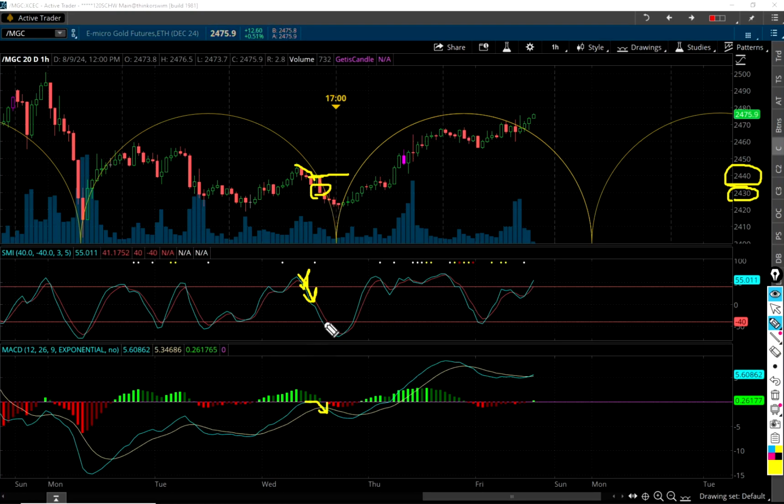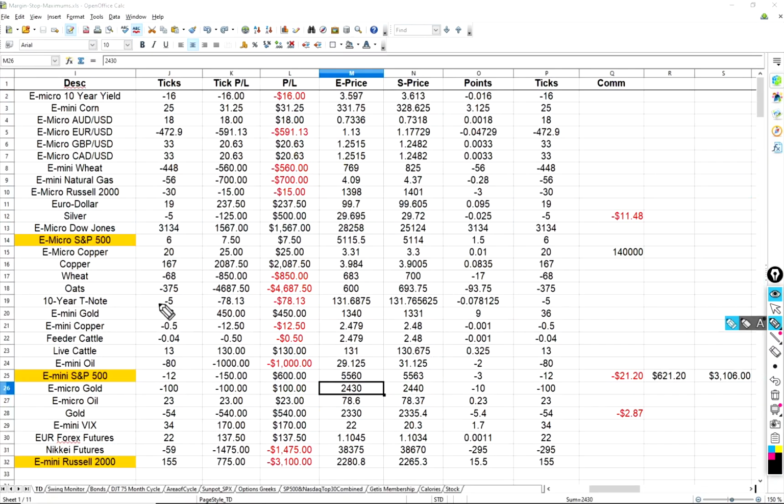Because by then, SMI is kind of near the bottom, and you don't want to take any more risk on. You're willing to get out of there. Okay, let's go see what 10 points would do on 1 micro. Let's go over to the spreadsheet. We'll look at the actual money that was made.